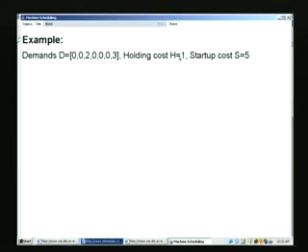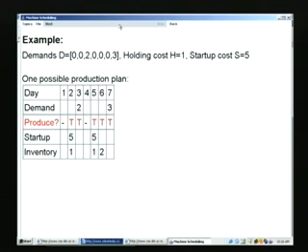The holding cost, that is the cost of storing 1 unit in our warehouse, is 1. So, it is 1 per unit, and the startup cost is 5. Here is one possible schedule or one possible production plan which will meet this demand. I have shown this in a tabular form over here. We have days on the x axis, 1 through 7, since the demand is given to us for 7 days. On the 3rd day, there is a demand of 2 as specified over here, and on the 7th day also there is a demand, and in this case the demand is of 3.